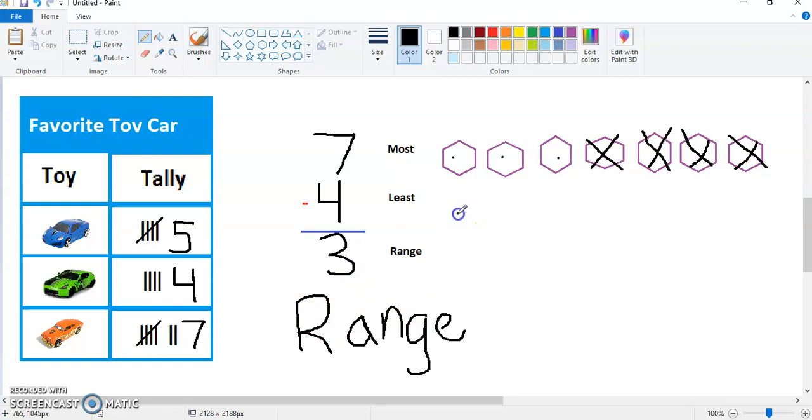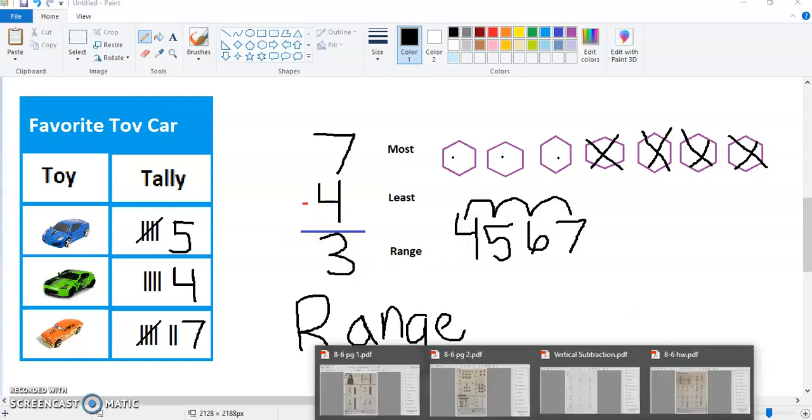And if we want to check, here we go. 4, 5, 6, 7. Okay, pretending this is a number line, we're going to bounce. Ready? How many times do we need to bounce to get to 7? Ready? 1, 2, 3. We had to bounce 3 times. And that's what our range says right there. We got it right. Wonderful.